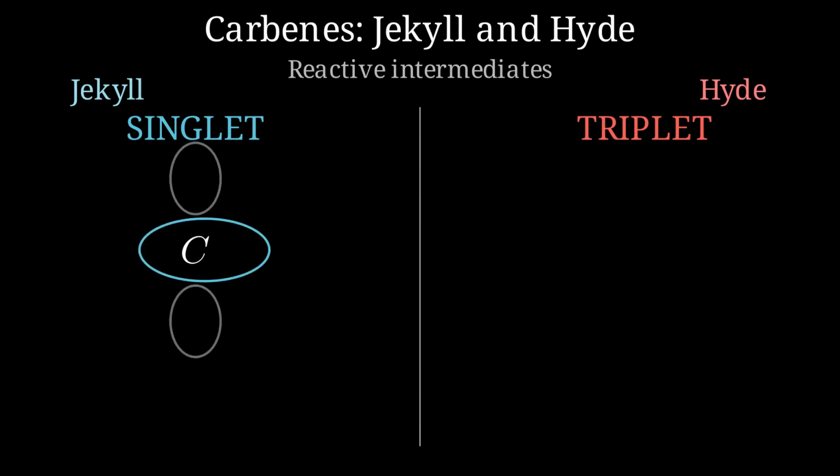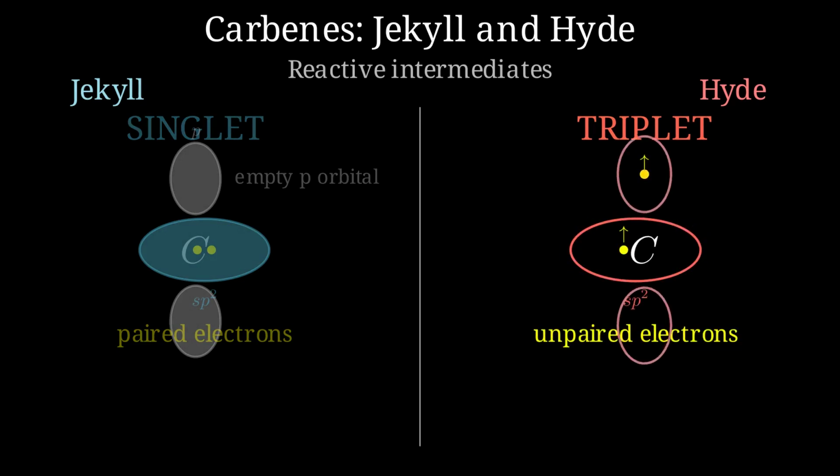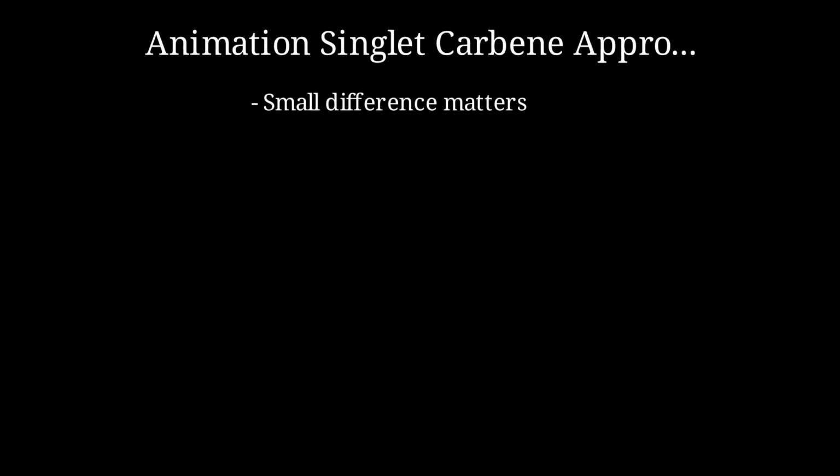In a singlet carbene, the 2 non-bonding electrons are paired up in one sp2 orbital, leaving an empty p orbital. In a triplet carbene, the 2 electrons are unpaired, with one in an sp2 orbital and one in a p orbital. This might sound like academic hair splitting, but it changes everything about how they react.